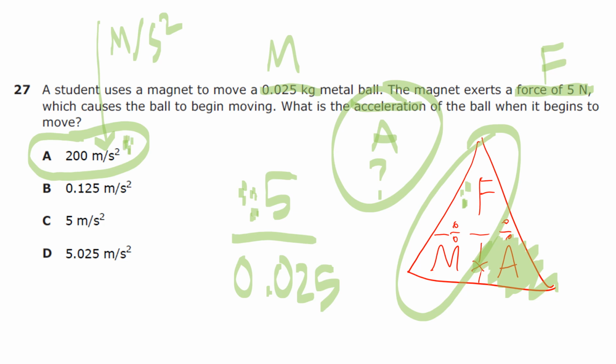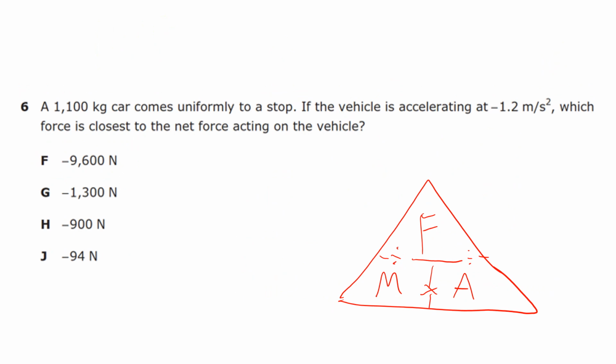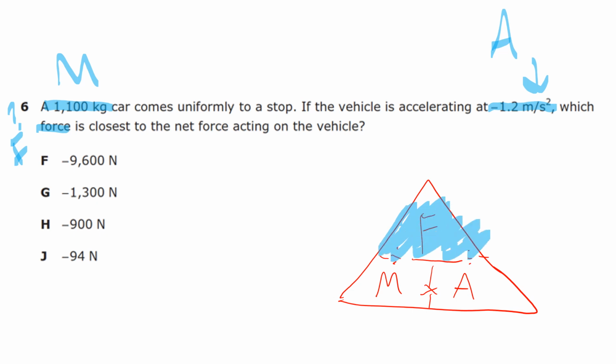Moving on. Okay. A 1,100 kilogram car, so that's going to be mass, comes uniformly to a stop if a vehicle is accelerating at negative 1.2 meters per second squared. Remember we said this gives it away. That's going to be A for acceleration. Which force is closest to the net force acting on the vehicle? So we're looking for F, force. We're going to cover F, and our triangle tells us to do what? M times A. Go ahead and try it. Pause the video right now.